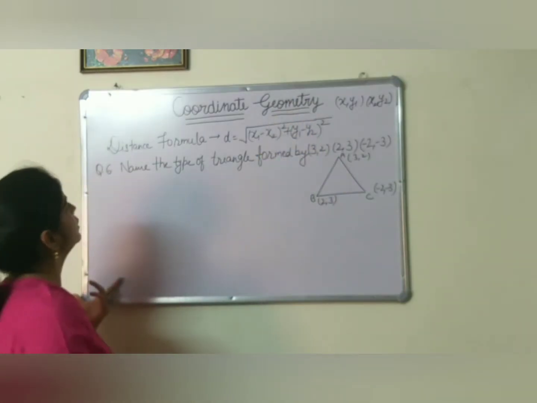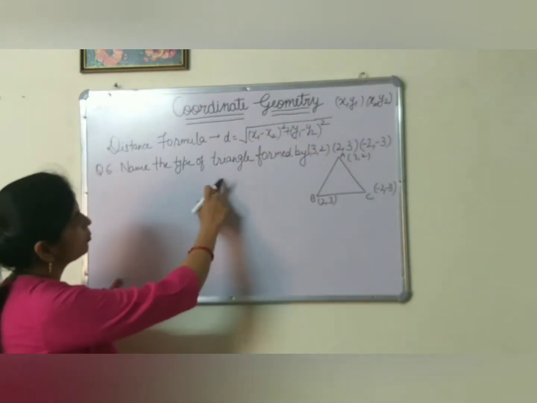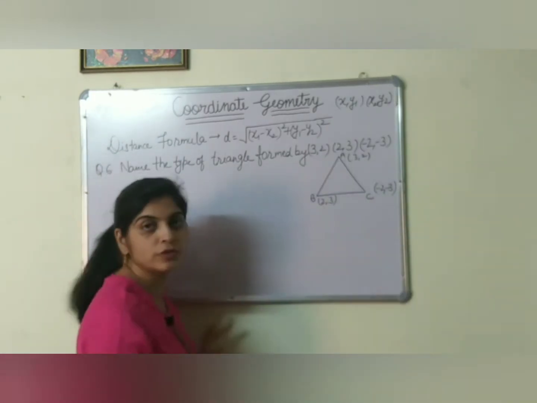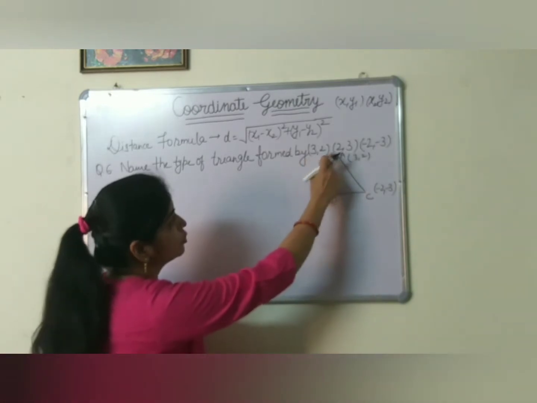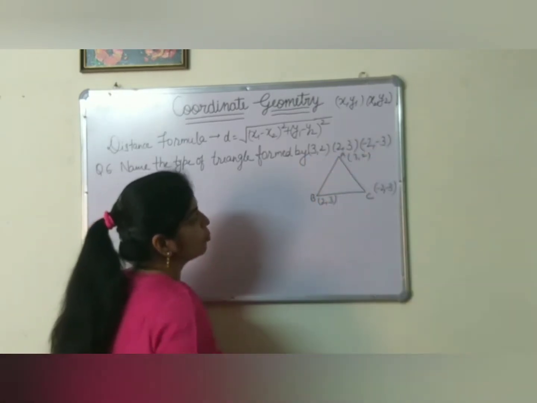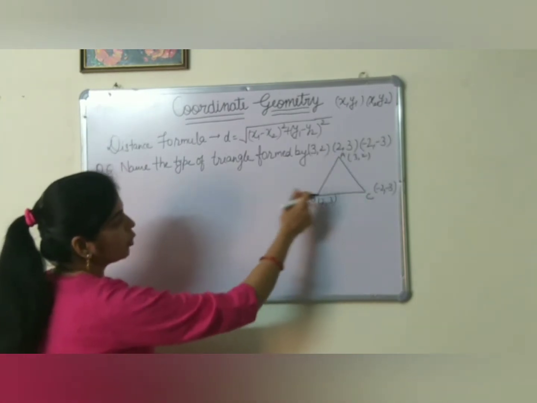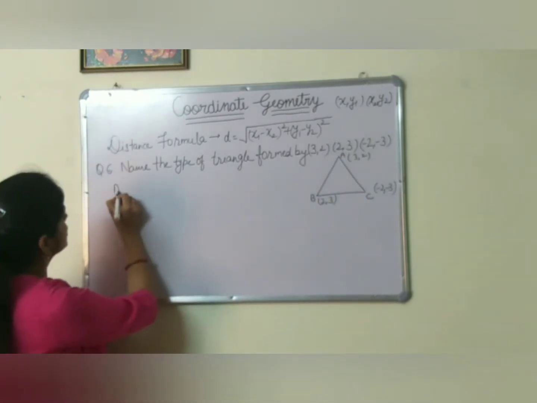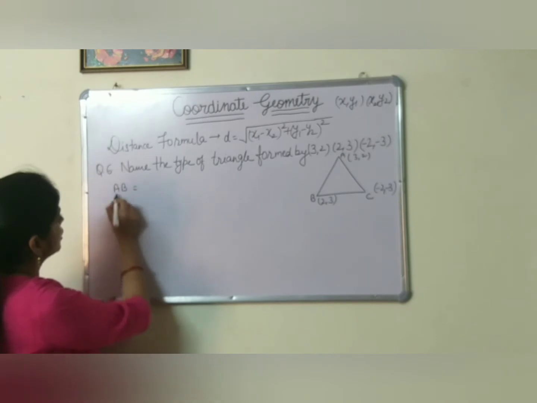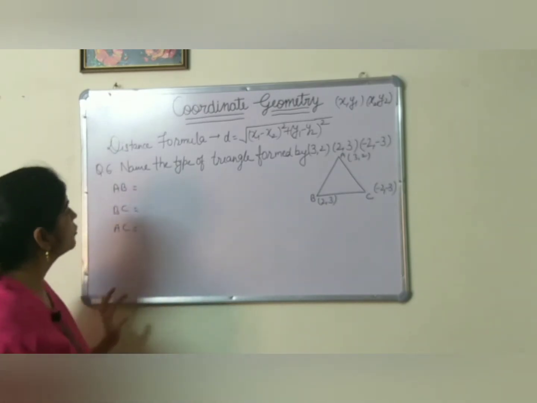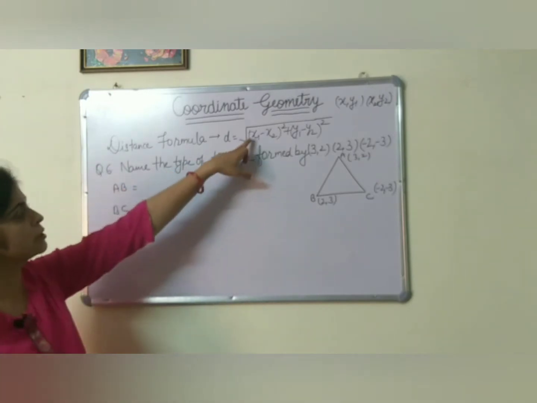Now we are using it in this question. Name the type of the triangle formed by these 3 points. The coordinates of three points are 3, 2, 2, 3 and minus 2, minus 3. Here we have to find out the distance between all 3 points. First is AB, then BC and AC. We can find out the distance by using this distance formula.